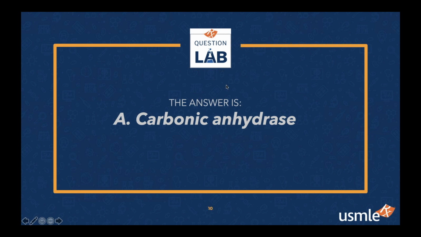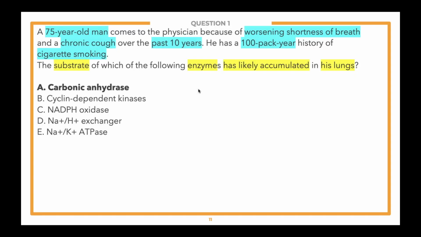Thank you, Sean. So let's go ahead and take a look at those answer choices one more time. Definitely a tough question here. So hopefully you guys picked up on this patient having a chronic cough and worsening shortness of breath with 100 pack year smoking. Now this patient likely has COPD, or chronic obstructive pulmonary disease, okay? So that's our first step, figuring out what this patient has, COPD. So now we've got to figure out what has likely accumulated in his lungs, okay? And that is probably carbon dioxide, CO2.